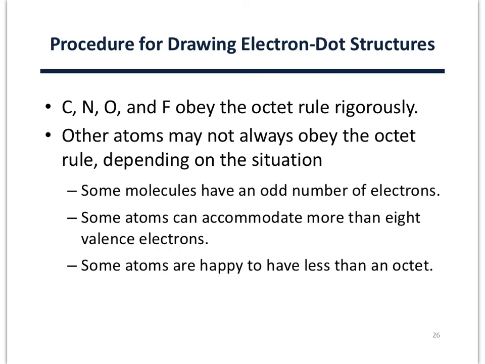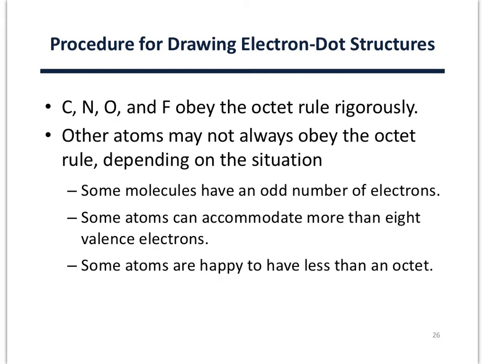Carbon, nitrogen, oxygen, and fluorine obey the octet rule rigorously. Other atoms, not so much. In fact, I don't really like to call it the octet rule at all. I really prefer the octet suggestion because it turns out that some atoms can accommodate more than 8 electrons, while others are pretty happy to have less than an octet.